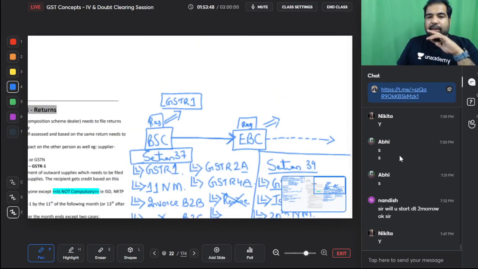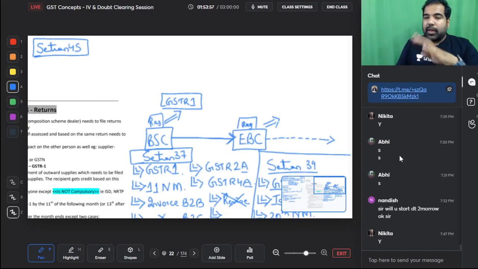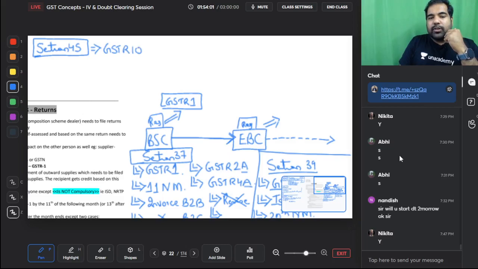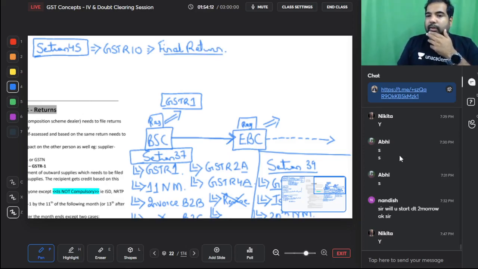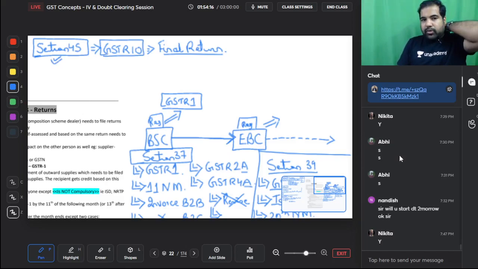And guys, very, very important is section 45. Guys, after 45 crores of business and being in business for 10 years, you decided to close your business. So when you shut your business or you cancel your registration, you will file your final return. Very important, guys. So the final return is in section 45 and GSTR 10. How do you remember it? After 45 crores of sale over 10 years, you file the final return.